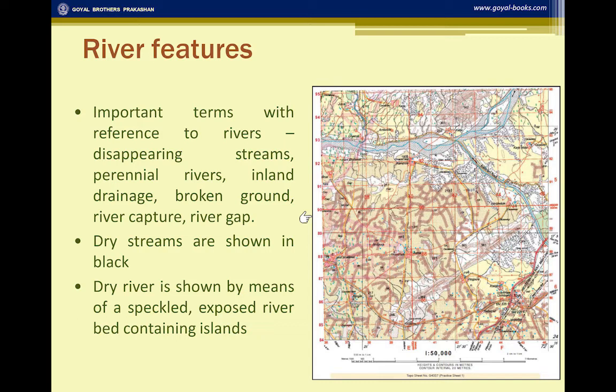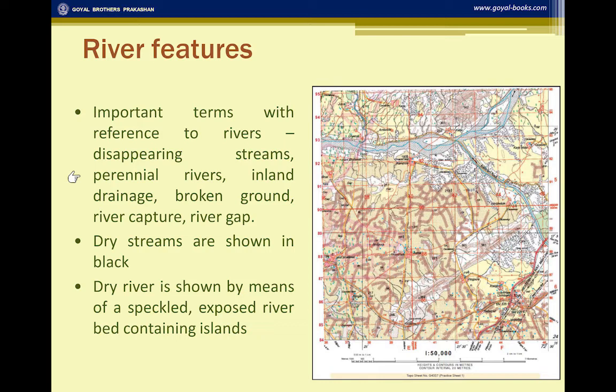Why? Give one reason. Well, this is why, because there could be a limestone region, there could be a desert region where the evaporation is very high, or the water is seeped in before the river meets the main river. Hence, it is called a disappearing stream, because before meeting the main river, it disappears.